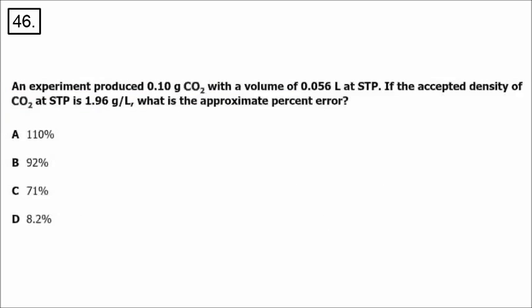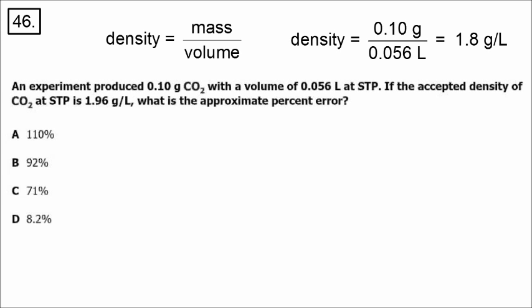All right, this question is a percent error question. We have to determine the density of carbon dioxide because the accepted value for density is 1.96 grams per liter. So what is the experimental value for the density of carbon dioxide in grams per liter? So 0.10 grams of CO2 divided by 0.056 liters gives us an experimental value of 1.8 grams per liter.